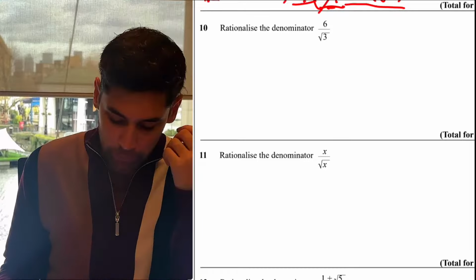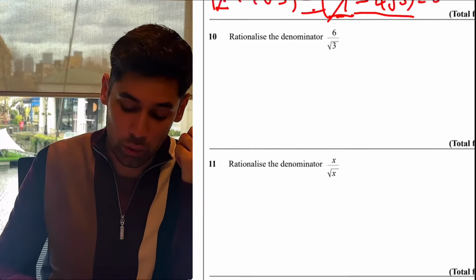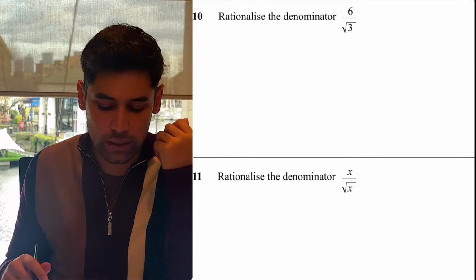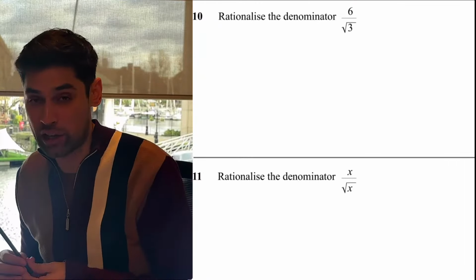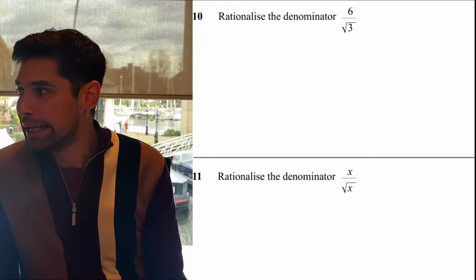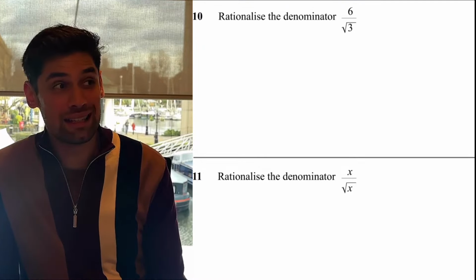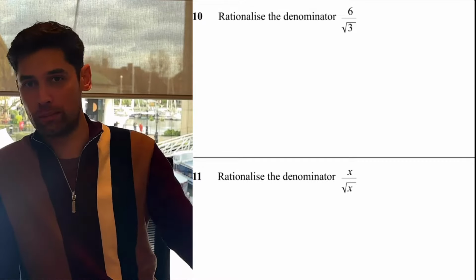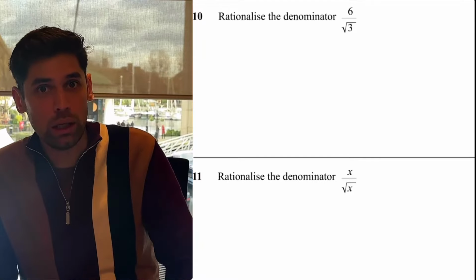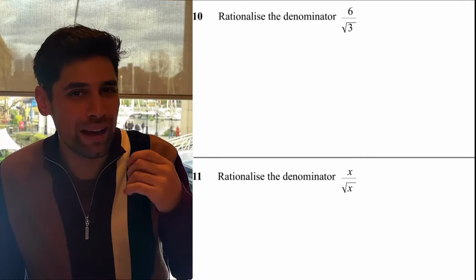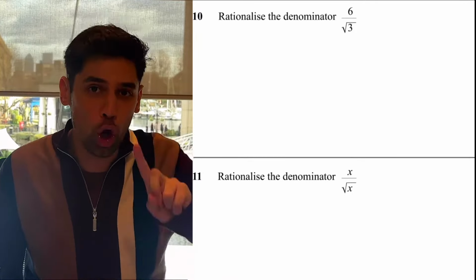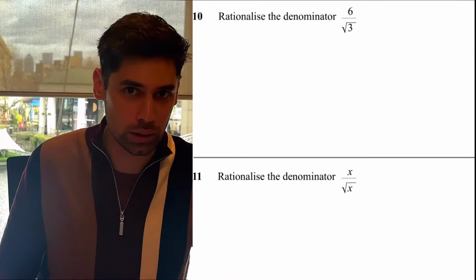Rationalizing the denominator. Okay, this is a new aspect of surds, a really important one. First of all, let's quickly discuss what rational and irrational actually means. So a rational number is a number we can express as a fraction of two integers. So a number over a number. An irrational number is a non-recurring, never-ending decimal. Now I'll say that again. An irrational number is a non-recurring, never-ending decimal.